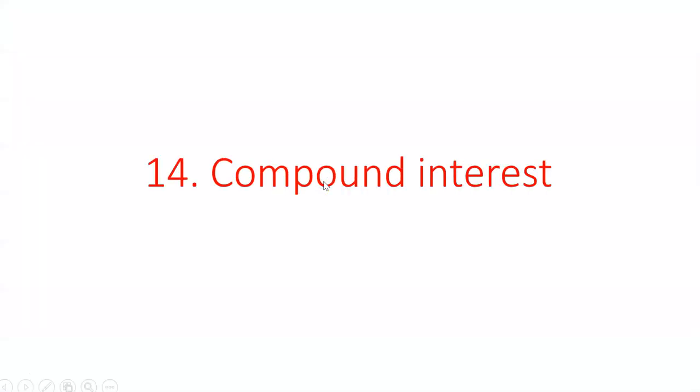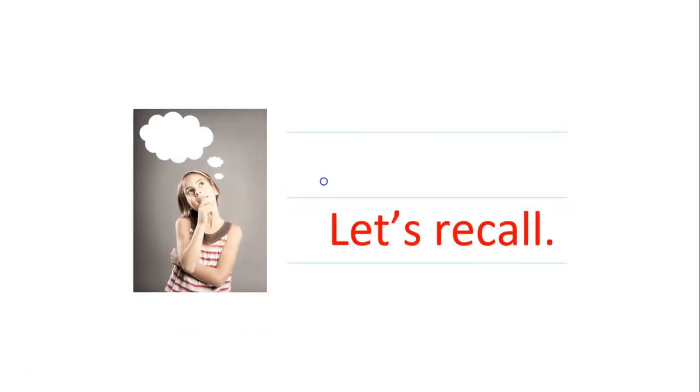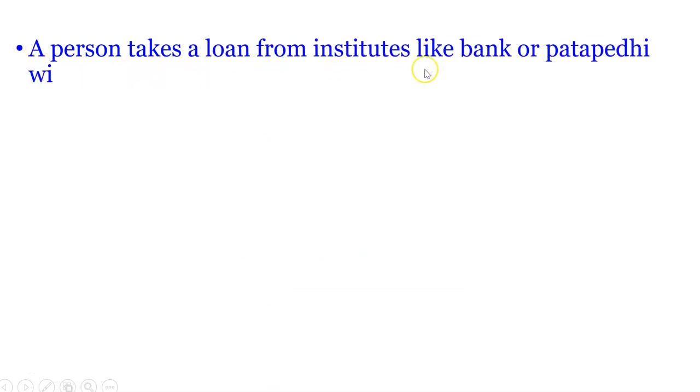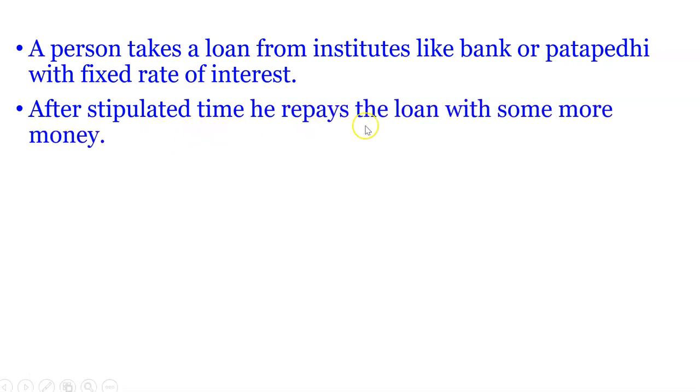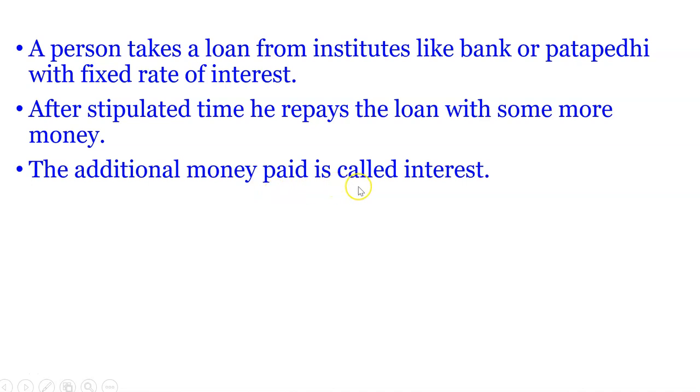Hello friends, now we'll start the new chapter, compound interest. Let's recall. A person takes a loan from an institute like a bank or patpedhi with a fixed rate of interest. After the stipulated time, he repays the loan with some more money. The additional money paid is called interest.